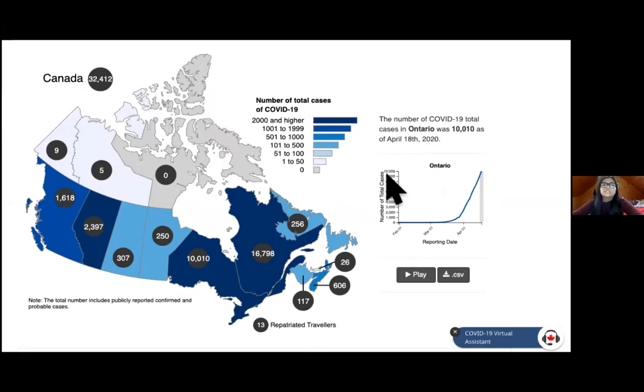And if you look here, this is a graph called an epigraph or an epidemic curve. Usually there are bars here, but for this one, it's just a curve. It shows the relationship between the number of total cases and the reporting date, where this is the first case right here. And as you can see, it has not yet reached its peak, so it's still increasing.